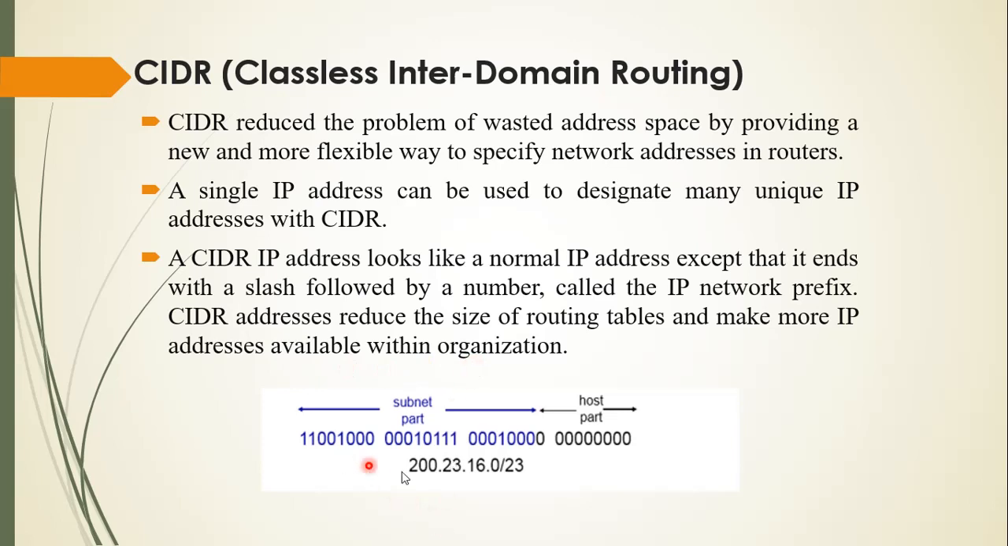So we have this IP address, 200.23.16.0. After that we write slash 23. So this is known as a CIDR representation. Here we have a subnet part and here we have a host part. So this is a binary representation of 200.23.16.0. So CIDR reduces the problem of wasted address space. So this is the CIDR.